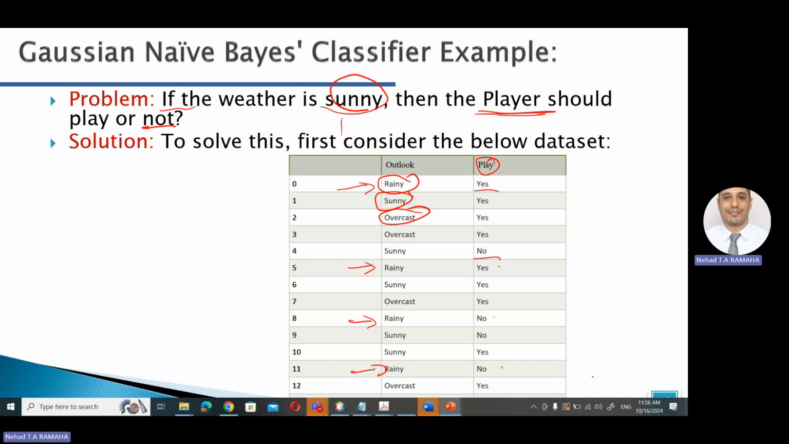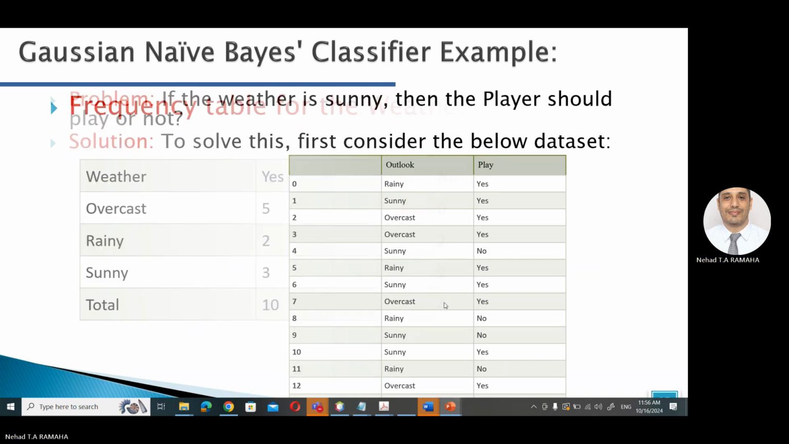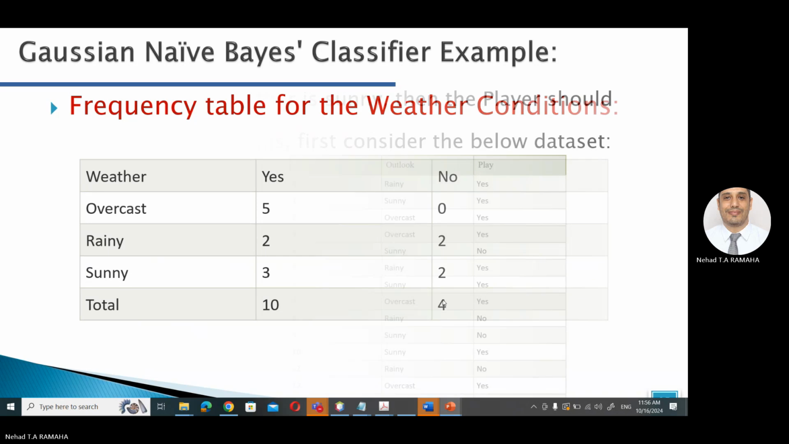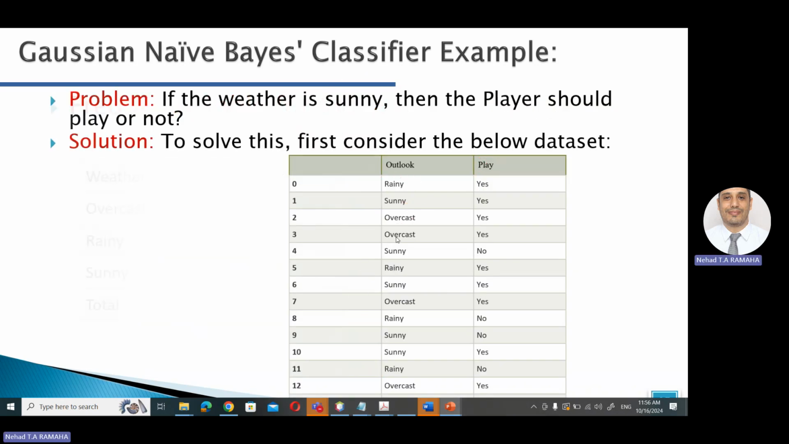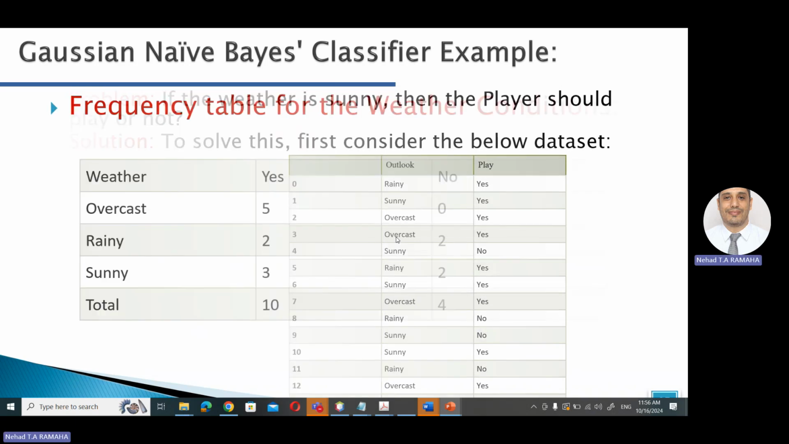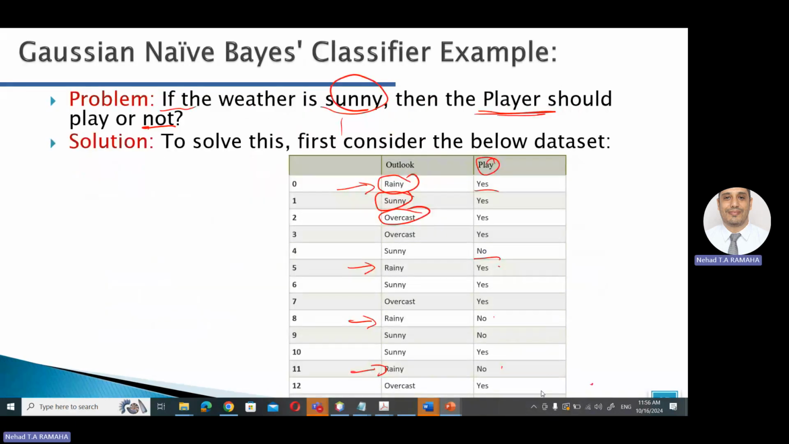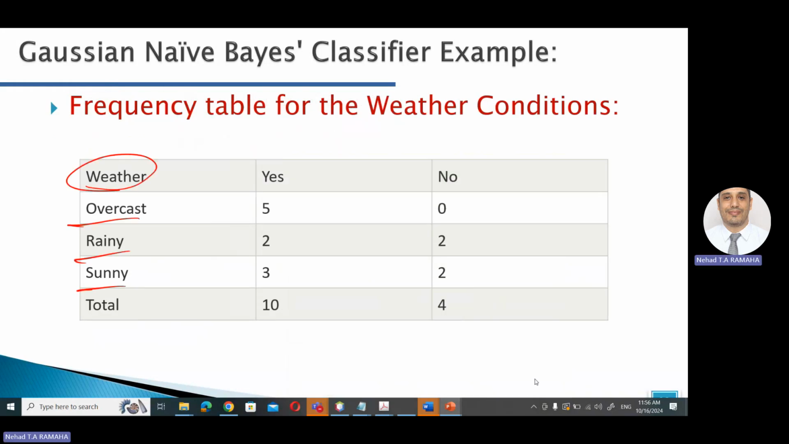So we have data here that is not clear. Let me just... Oh, it zooms everything, not just this one. Okay, I will show it to you.